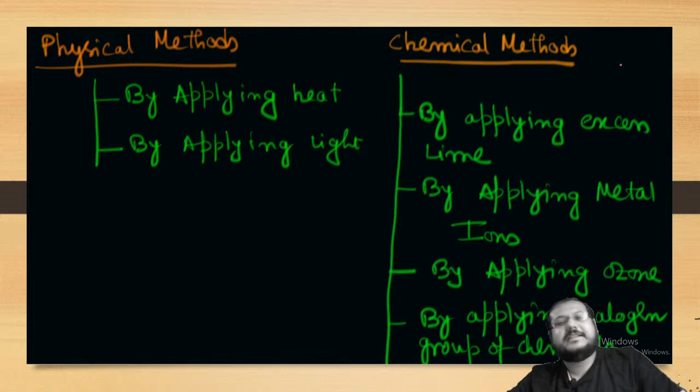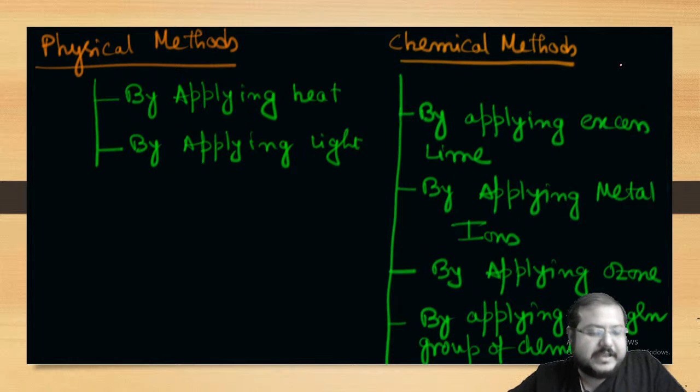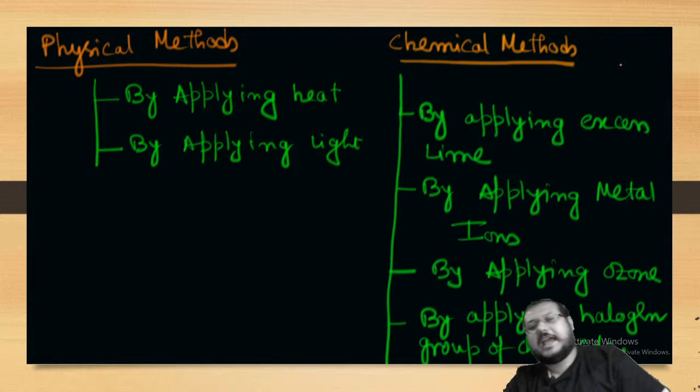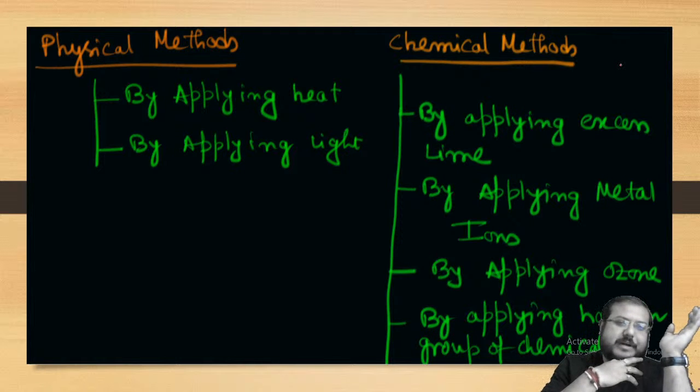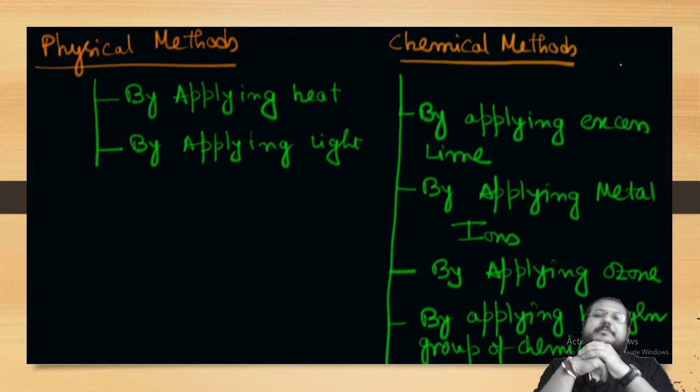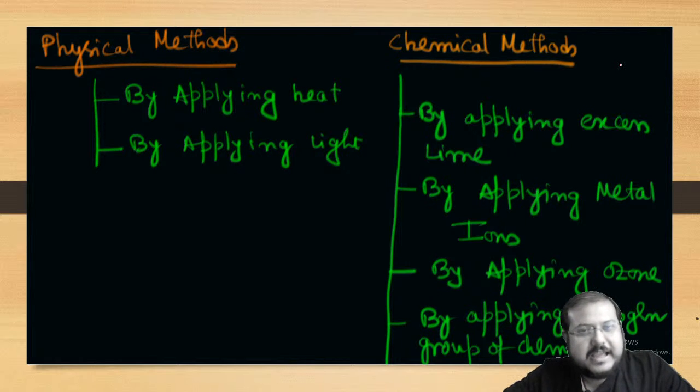Physical methods can be executed by applying heat or by applying light, whereas the chemical methods will be executed by applying, number 1, excess lime, number 2, metal ions, number 3, ozone, and number 4, the halogen group of chemicals. Apart from these four, potassium permanganate is also there, but generally its use is in village or rural areas and it is not widely used. That's why we are not discussing it.